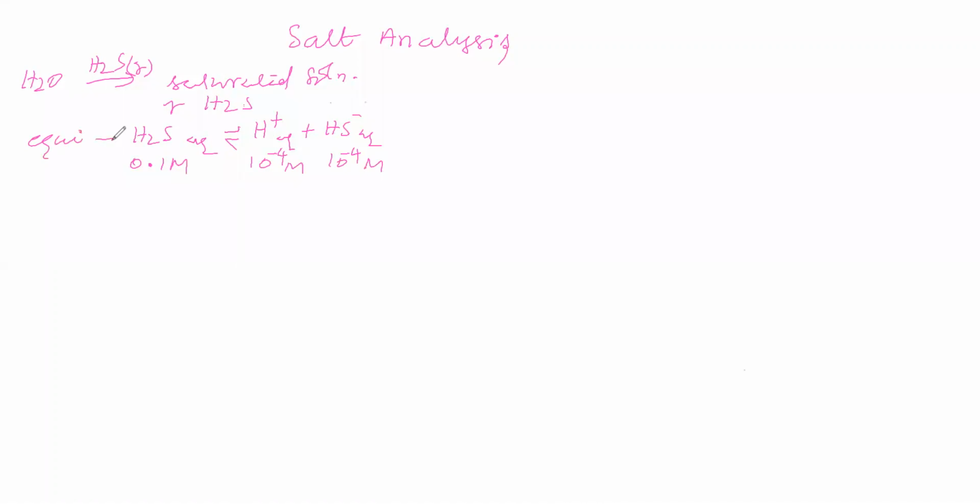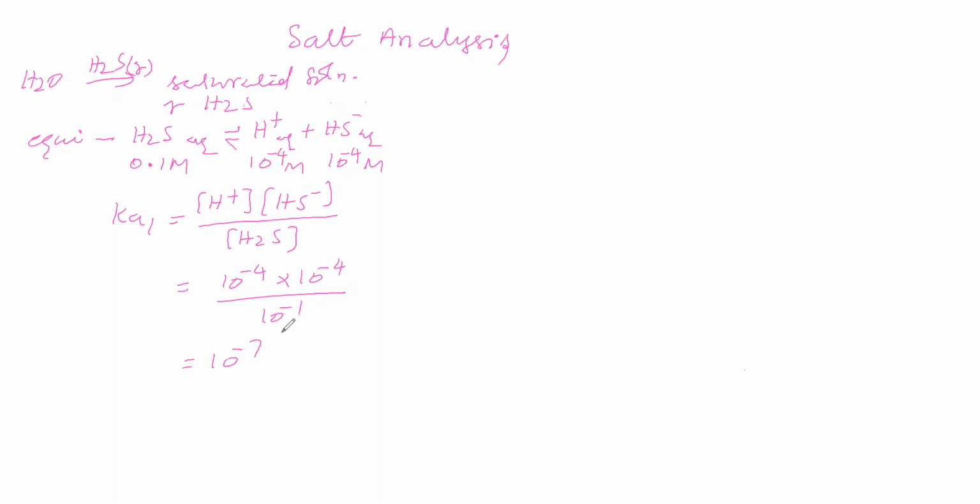Now Ka1 is equal to concentration of H plus into concentration of HS minus by concentration of H2S. Now we will substitute H plus concentration 10 power minus 4, HS minus concentration 10 power minus 4, H2S is 10 power minus 1. So we are getting 10 power minus 7. These are the concentrations of H plus, HS minus and H2S at equilibrium. So we got Ka1.